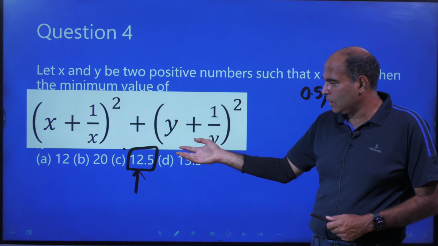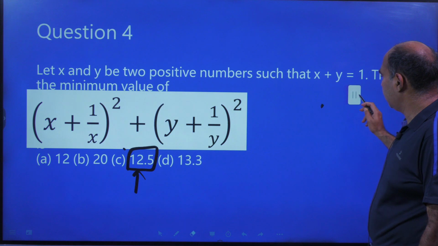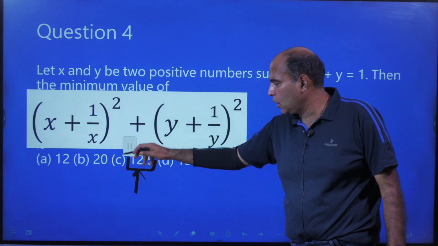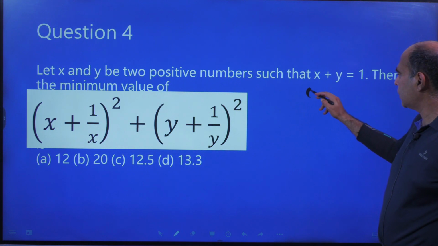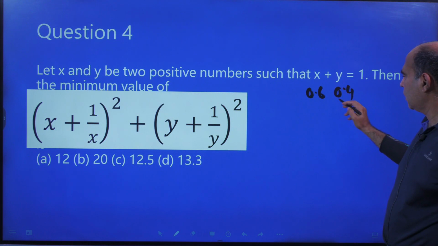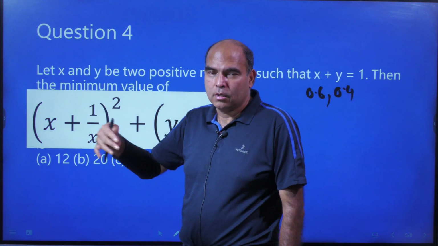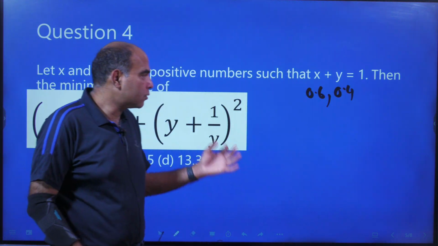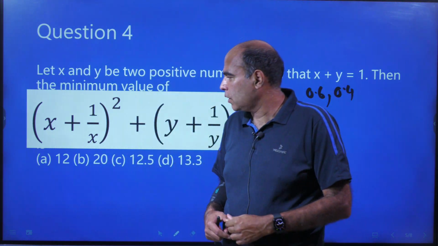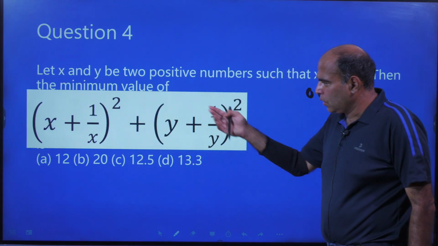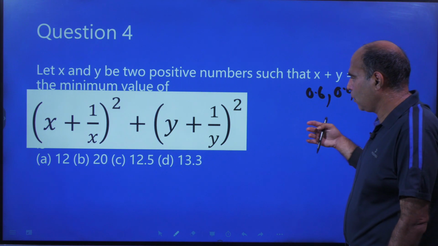And anyway, given these options, if you're not so sure about the equal values giving you the minimized value, you can try to take a value like 0.6 and 0.4 and check that the value of this expression will actually go up beyond 12.5, and you will not be able to reduce it to less than 12.5. That's the logic that was applied in this question. If you try 0.6, you can work it out. I would encourage you to pick up a calculator or try to do it on your own.